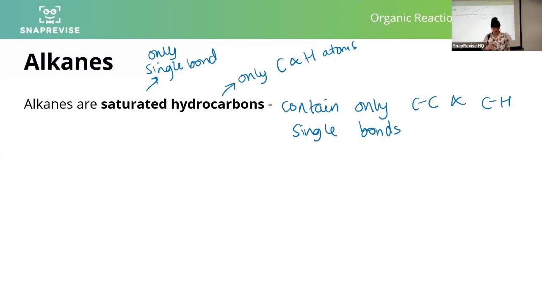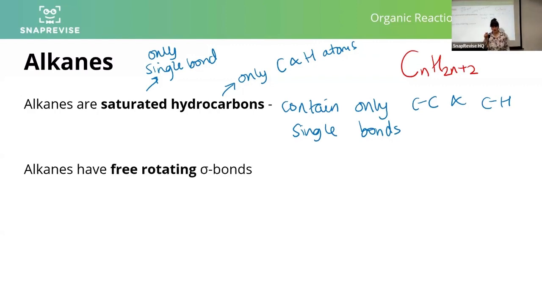What's the general formula of an alkane? I haven't written that in, so let's write that in. What's the general formula of an alkane if it's in the homologous series alkanes? It is CnH2n+2. So you take the number of carbons you've got, you double it and add 2, and that's the number of hydrogens you've got.